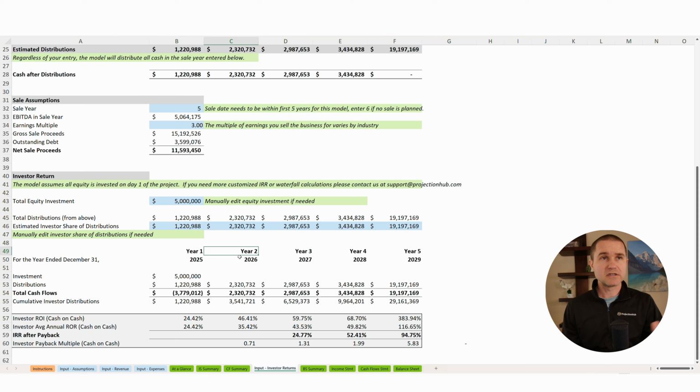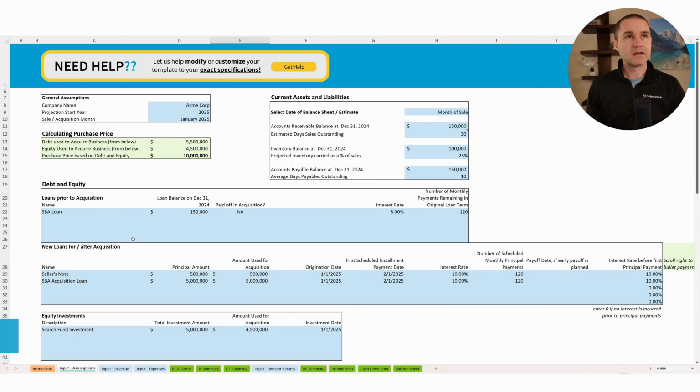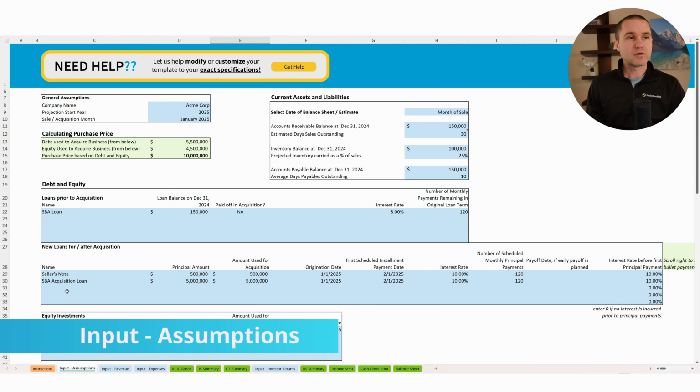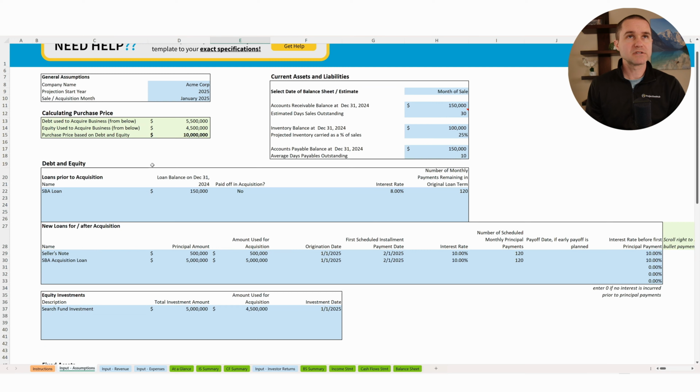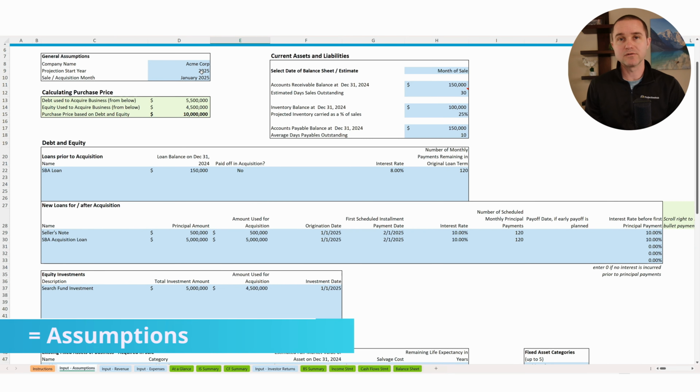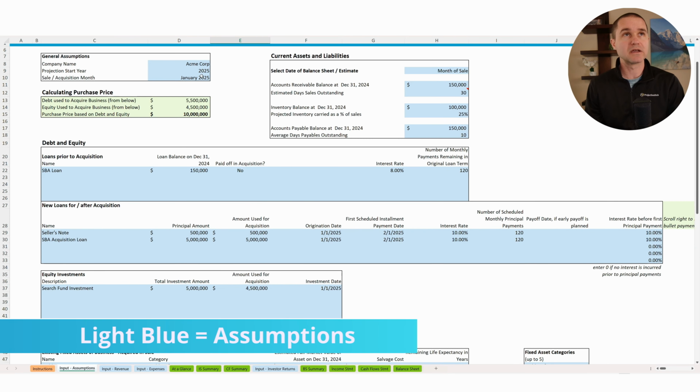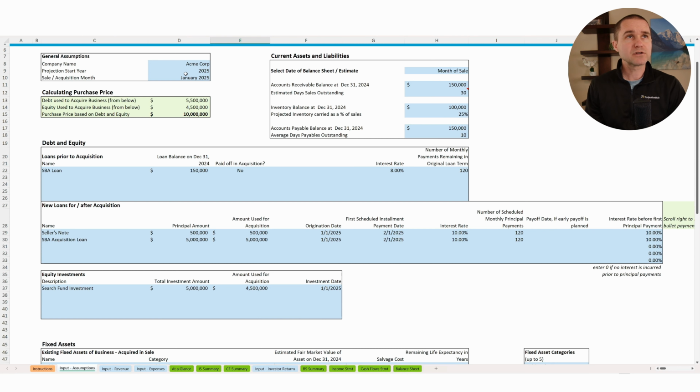But again, in order to do all of this scenario planning here at the end of the model, we really need to work on our inputs first. So let's come to our input assumption tab here. The first thing you need to know is that any cell that's highlighted in blue is an assumption that you can change without breaking something in the model. Now this first little section here is actually really important. You can set the projection start year and the sale acquisition month.